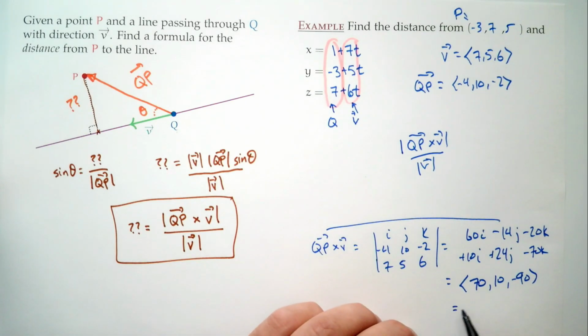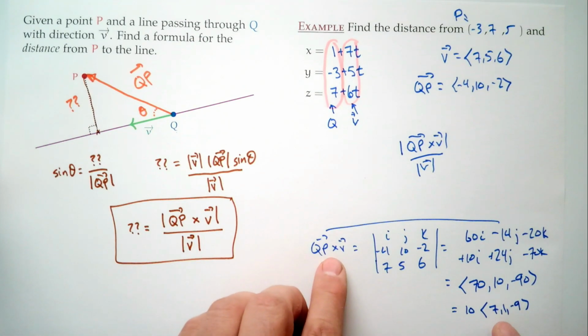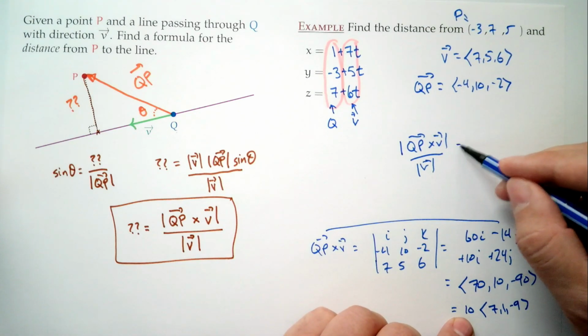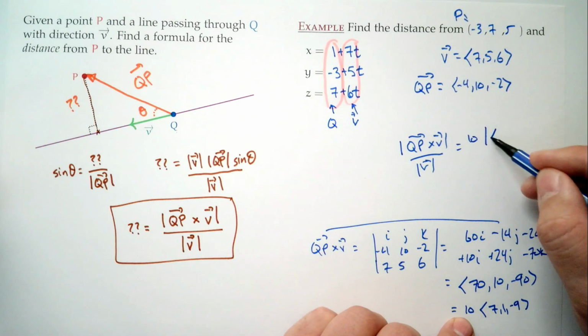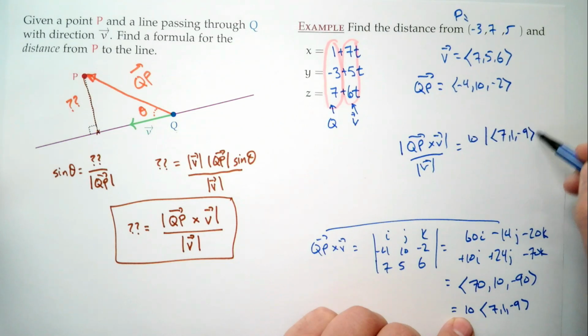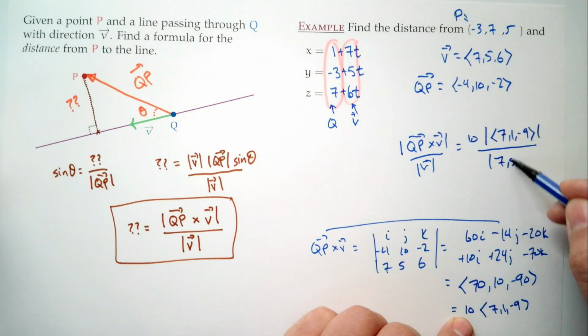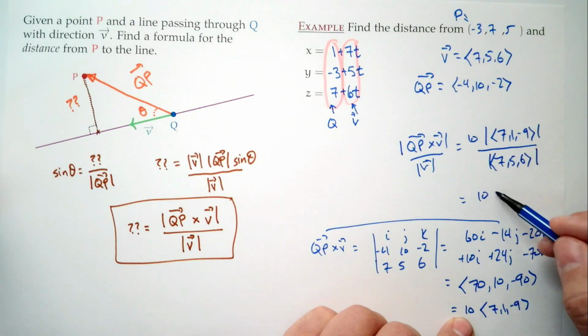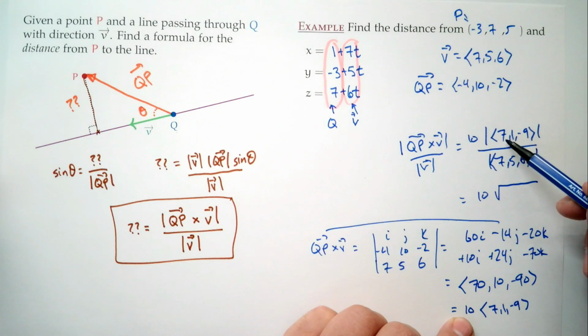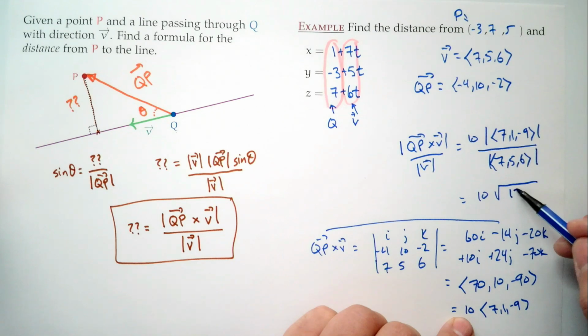On a side note, this is 10 times the vector 7, 1, negative 9. So when I take the magnitude of QP cross V, I can really say, oh, this is 10 times the magnitude of 7, 1, negative 9. So if I see a common factor, I can pull it out. Downstairs, we have the magnitude of 7, 5, 6. And so we end up with 10 times the square root. Upstairs, that's 49, plus 1 is 50, plus 81 is 131.